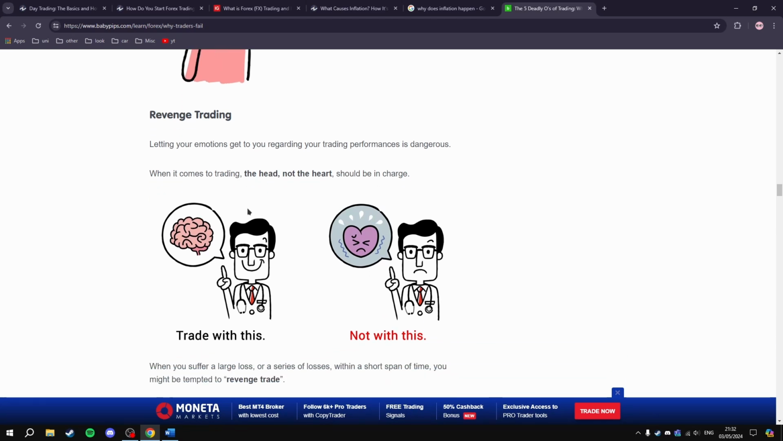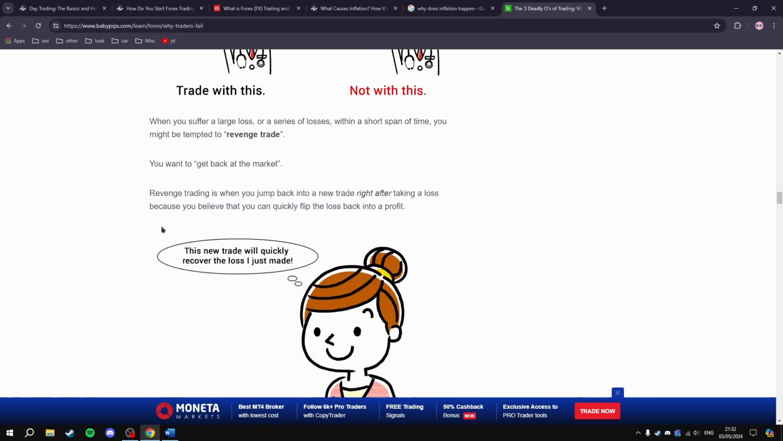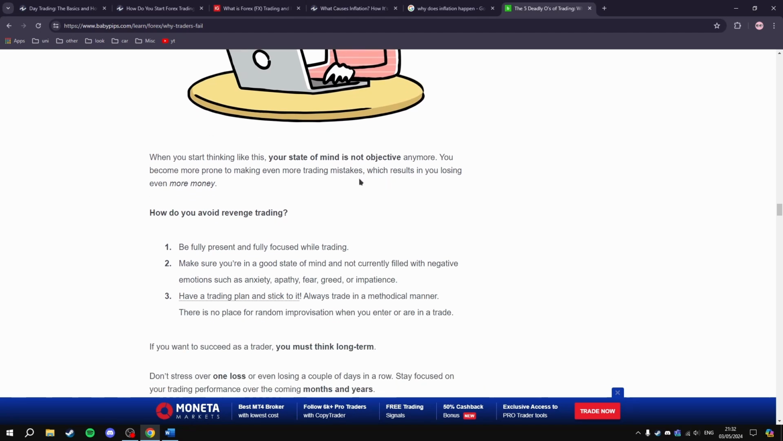So yeah, that's overtrading. Revenge trading, basically letting your emotions get into you regarding your trading performance. So when it comes to trading, you must trade using your head and not with your heart. So revenge trading is basically when you suffer a large loss or a series of losses within a short time span, and then you want to get back at the market by continuing to trade just to see if you can make the profit back. That's revenge trading. When you start doing that, your state of mind is not objective anymore.